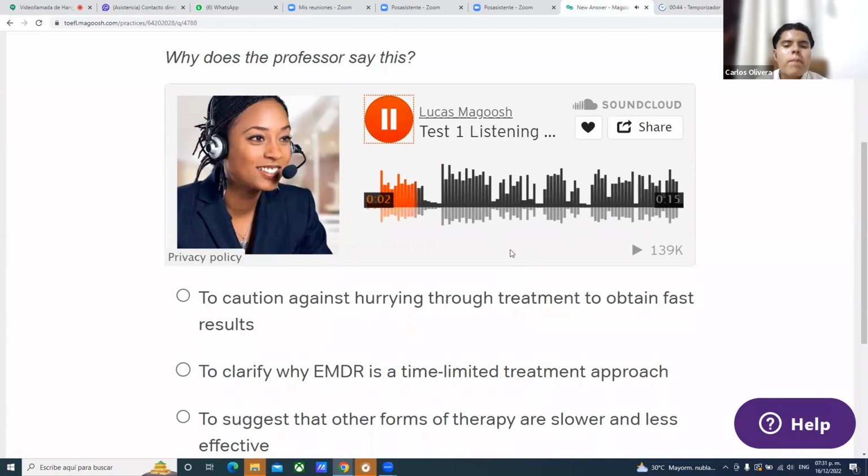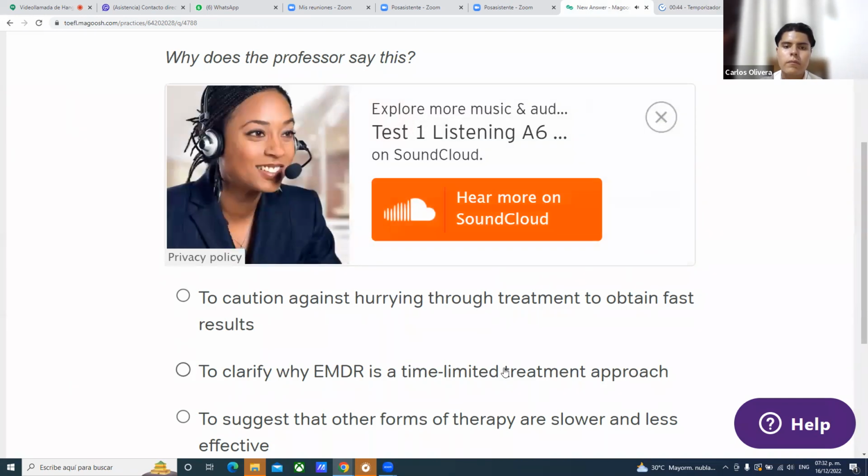Why does the professor say this? Although EMDR may produce results more quickly than previous forms of therapy, speed is not the issue. And it is important to remember that every client has different needs.